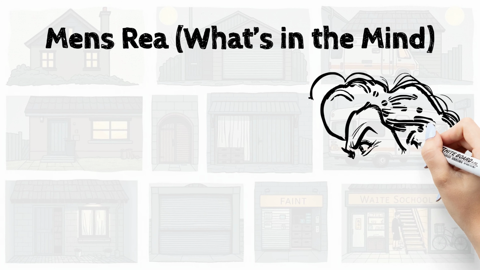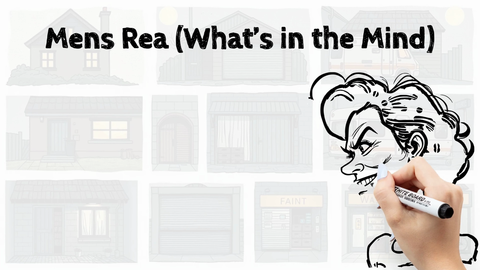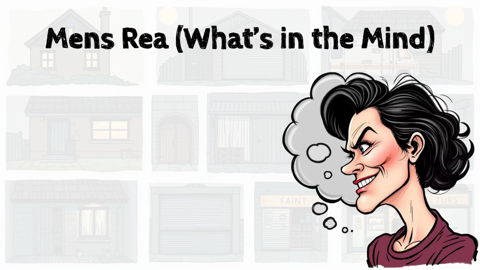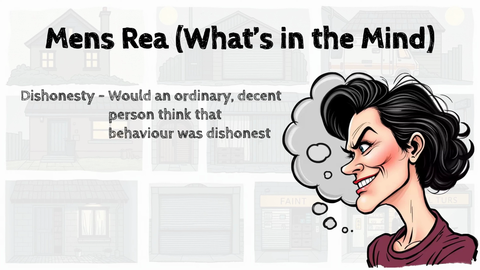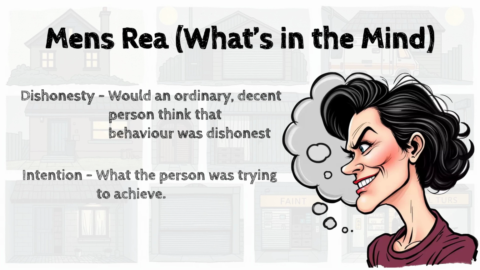As in other offenses, there must be actus reus and mens rea present at the time the offense is complete. Fraud is about what's going on inside your head, the mental element. There are two parts: dishonesty. Would an ordinary, decent person think that behavior was dishonest? Intention. What the person was trying to achieve. If both are there, it's fraud, even if the attempt fails.